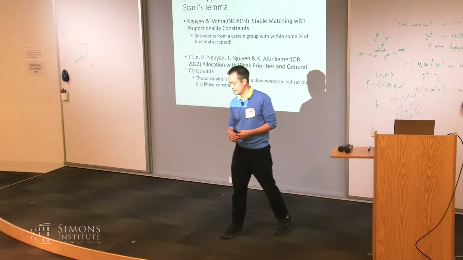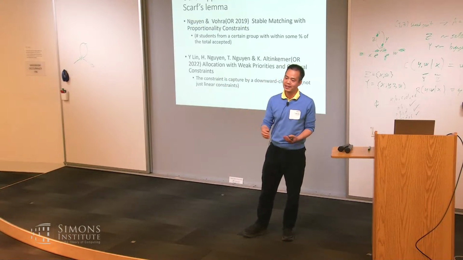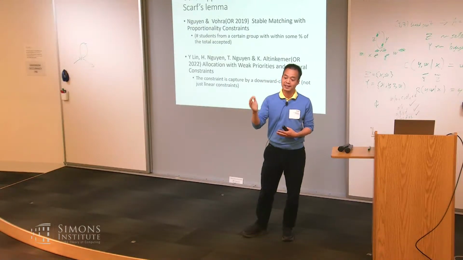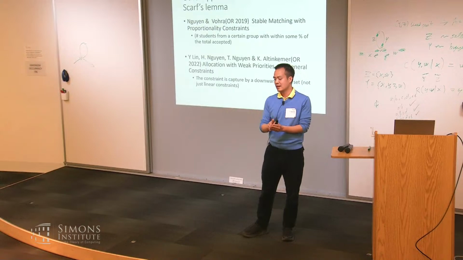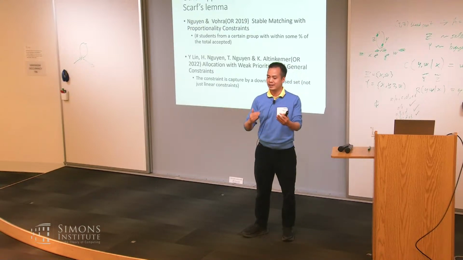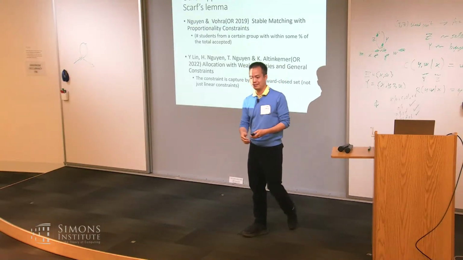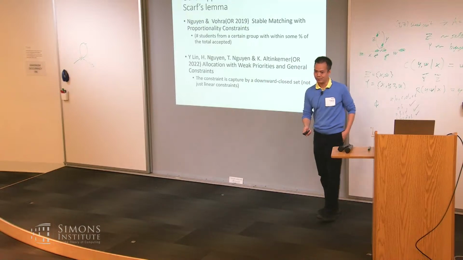No. It uses Scarf's lemma, which is PPAD, so it's not NP, because now we allow relaxing. If you ask the question, given this capacity, is there a stable matching? That's an NP-hard problem. But now we allow relaxing, and we say there exists one. So that cannot really be formulated as an NP-hard problem.